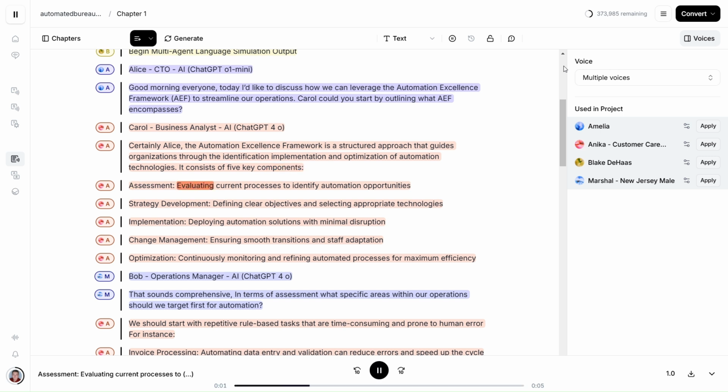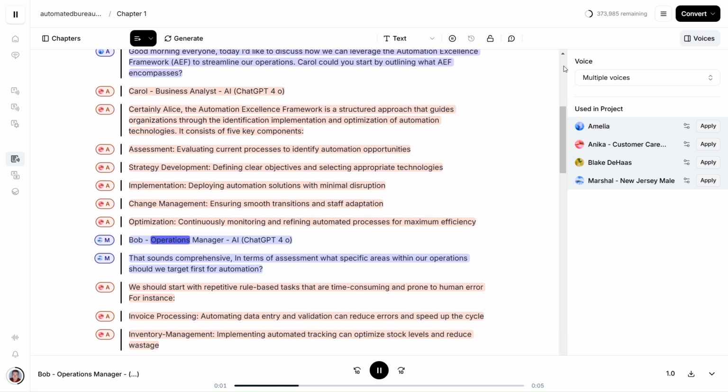Assessment, evaluating current processes to identify automation opportunities. Strategy development, defining clear objectives and selecting appropriate technologies. Implementation, deploying automation solutions with minimal disruption. Change management, ensuring smooth transitions and staff adaptation. Optimization, continuously monitoring and refining automated processes for maximum efficiency.